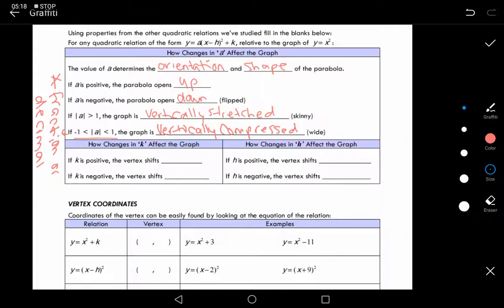For K, if K is positive, then our vertex is going to shift up. If K is negative, our vertex is going to shift down. So that one's pretty simple. Okay? Now looking at H. So if H is positive, then we're shifting left. And if H is negative, we're shifting right.